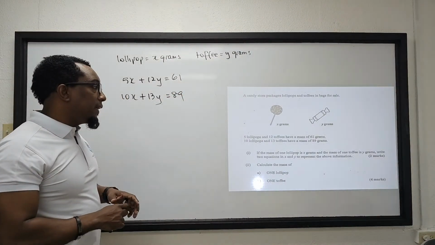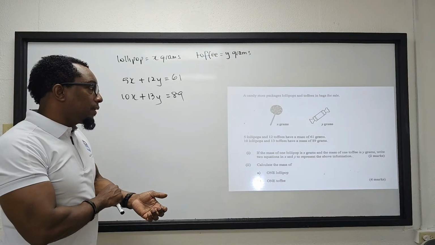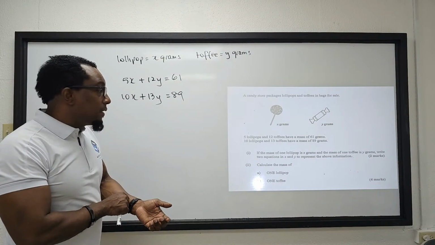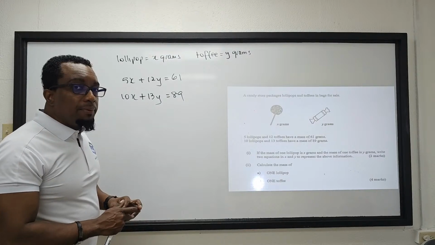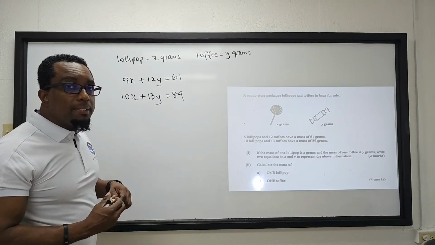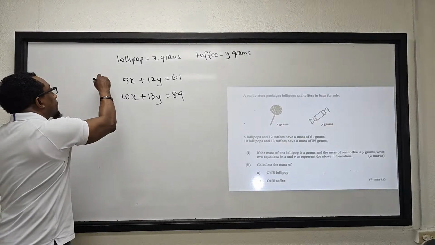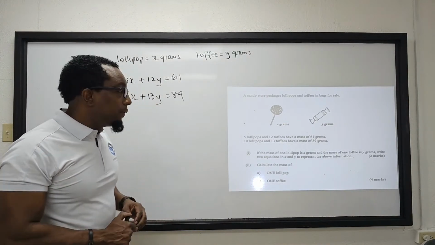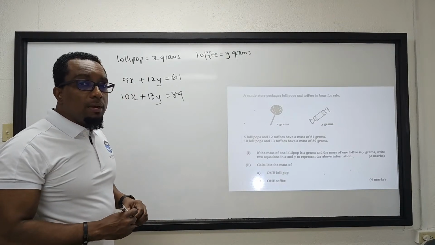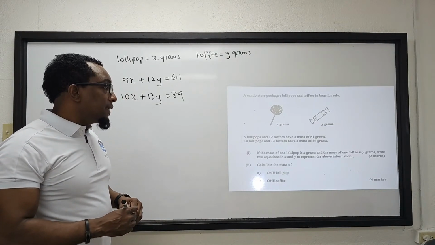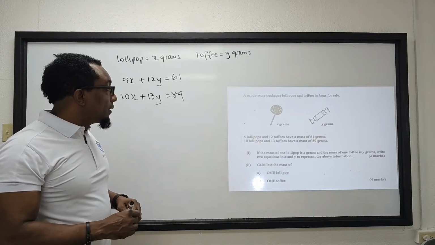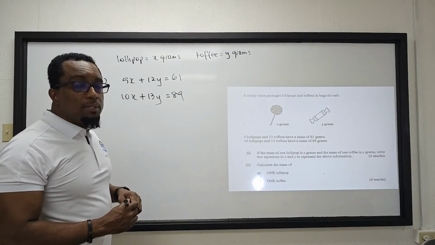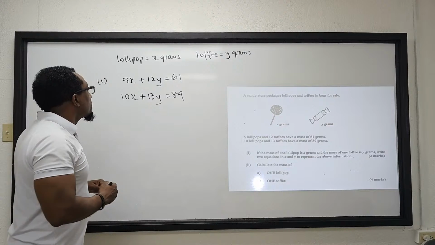So what we want to do here is calculate the mass of 1 lollipop and 1 toffee. So it means you have to solve them simultaneously. So what we have done in part 1 is to create a pair of linear equations which we are now going to solve simultaneously to help us to find the mass of 1 lollipop, which is x, and 1 toffee, which is y. Good?